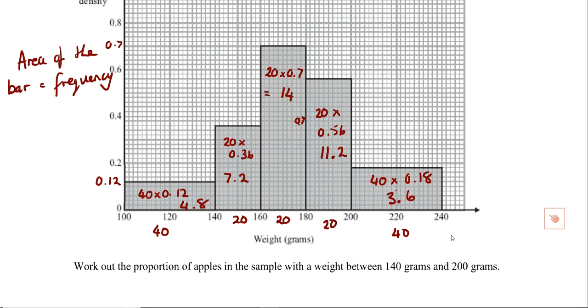Wait, what? That doesn't make sense. Yeah, it does make sense. What did you get? 7.2. Yeah, 7.2, so did I, sorry. Okay. Wait a second. How could that be lower than?